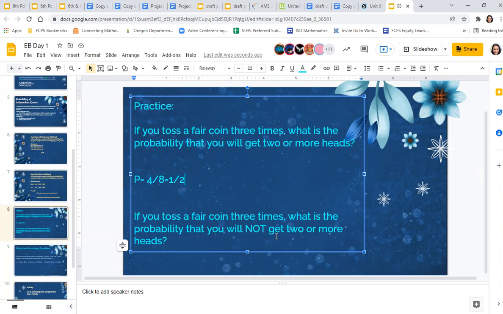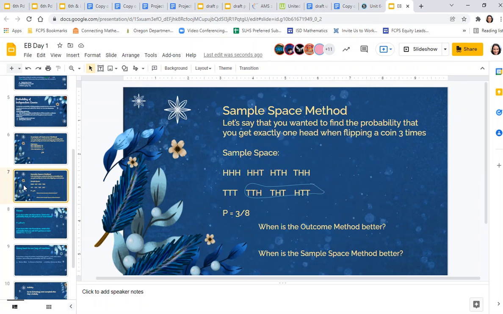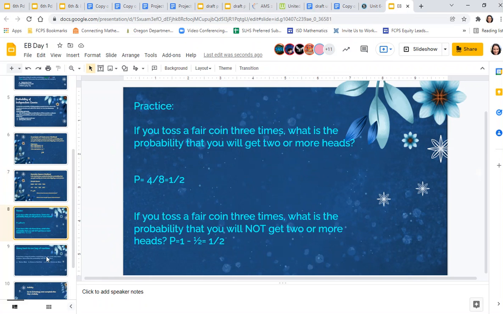So they have to add up to 1, right? So yeah, the probability that you do not get 2 or more heads should be 1 minus. But let's check that with the sample space. So it should be 1 minus 1/2, which is 1/2. So let's just check 2 or more heads. These are all 2 or more heads, right? And then down here, these are going to be less than 2 heads. Yeah, good. All right.